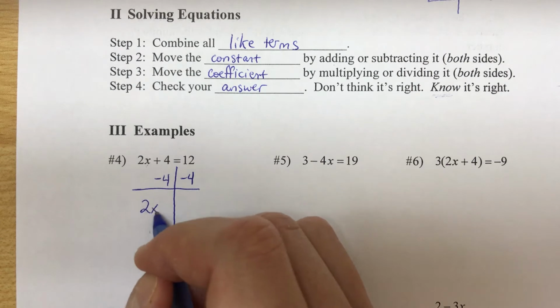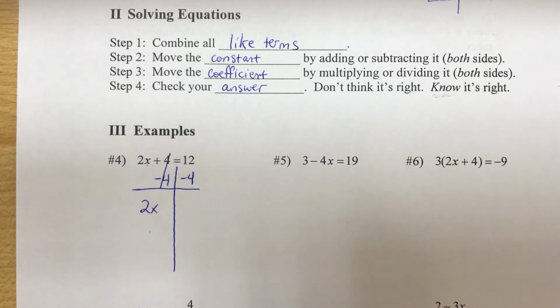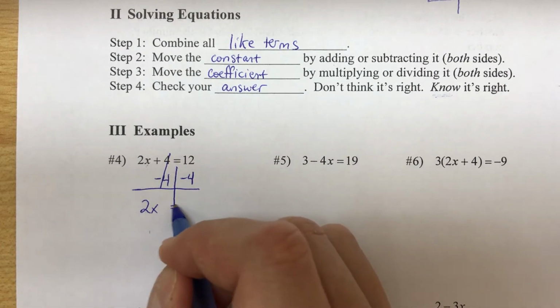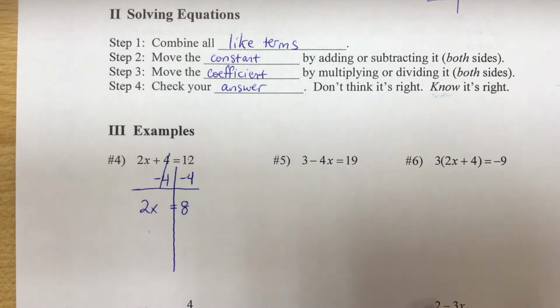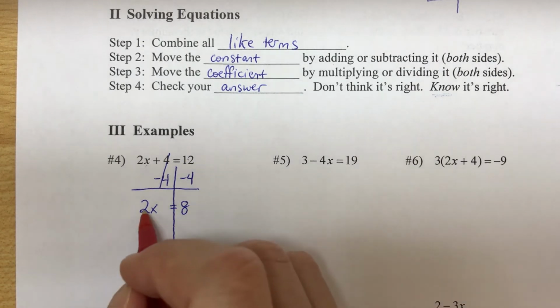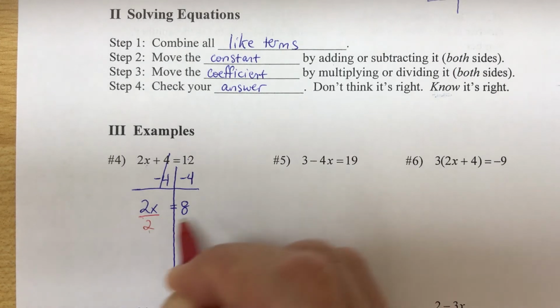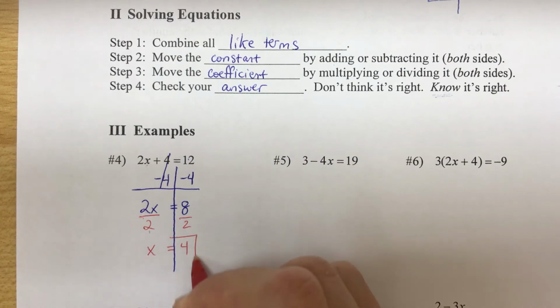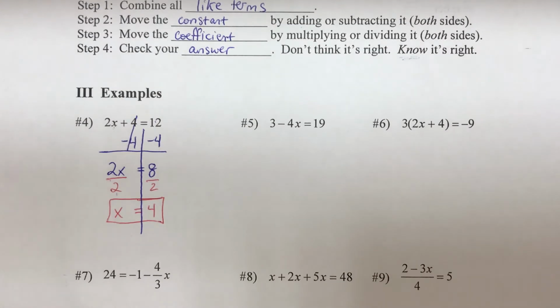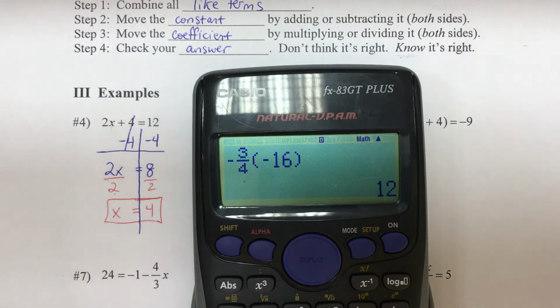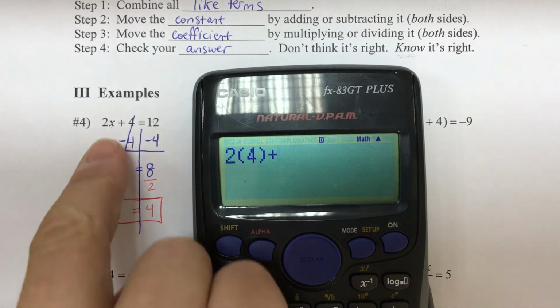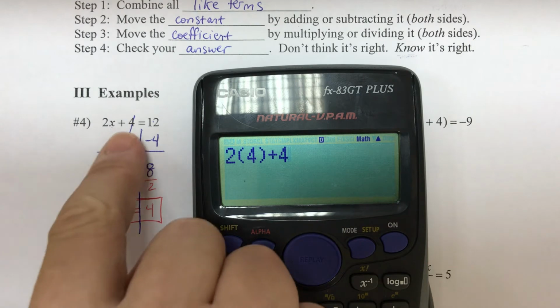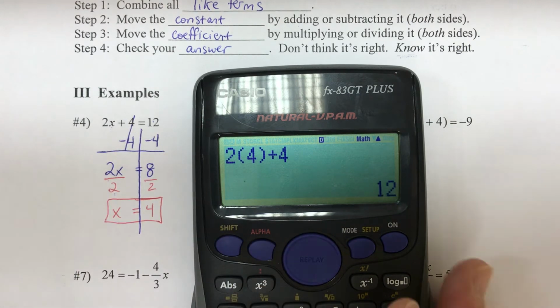We get 2x. I copy that. 4 minus 4 is 0. So that's gone. Equals 12 minus 4, which is 8. Now 2 times x, how do we undo multiplication? We divide. And what we get is 1x equals 4. Okay, and then the check, I would take the left-hand side. I would do 2 times x. Now that was 4. And then add 4. We should get 12, and we do, so we're good.